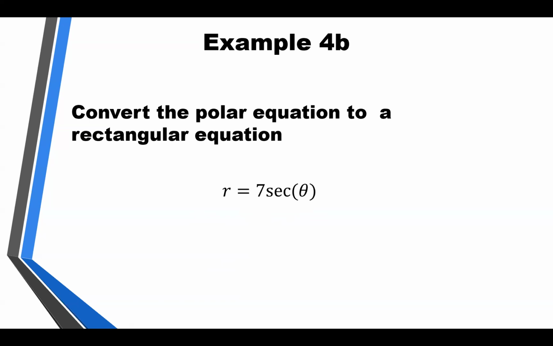Now, most of our conversions are not going to be quite like that previous one, not just r equals a number or theta equals a number. Most of our polar equations are going to be more complicated than that. So let's practice converting polar equations to rectangular equations. We'll start with this example. r equals 7 times secant of theta.